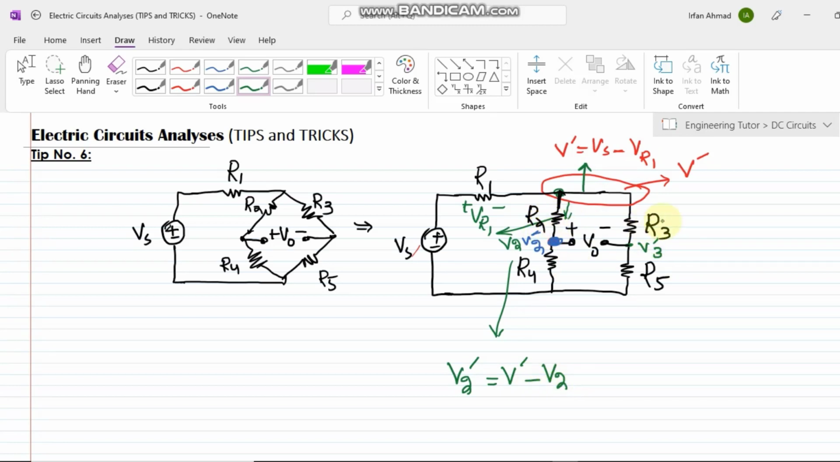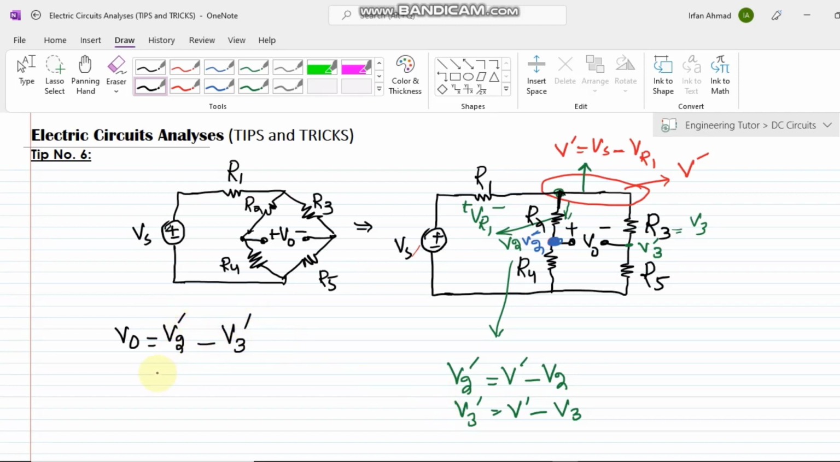Similarly, the value of V3 prime is V prime minus the value consumed across this R3 resistor, so that would be V3. So these are the two voltage values here. What will be the value of V0? We can easily see that V0 is V2 prime minus V3 prime.